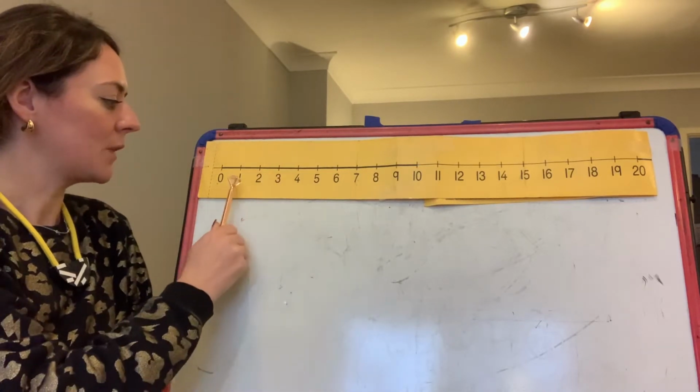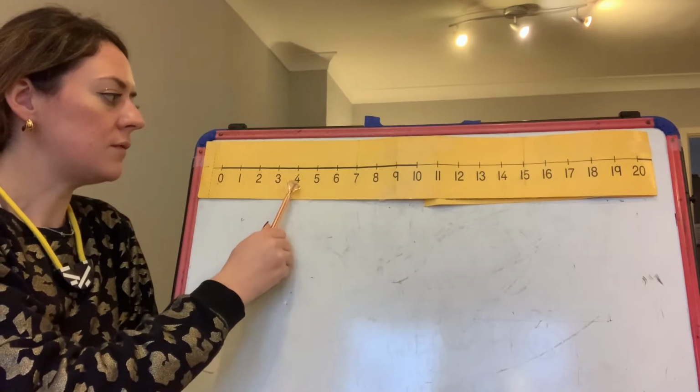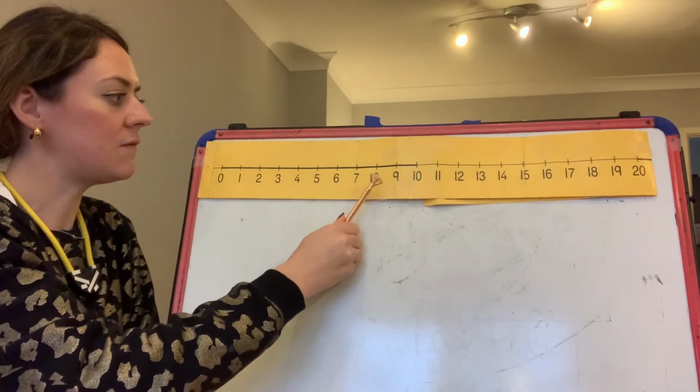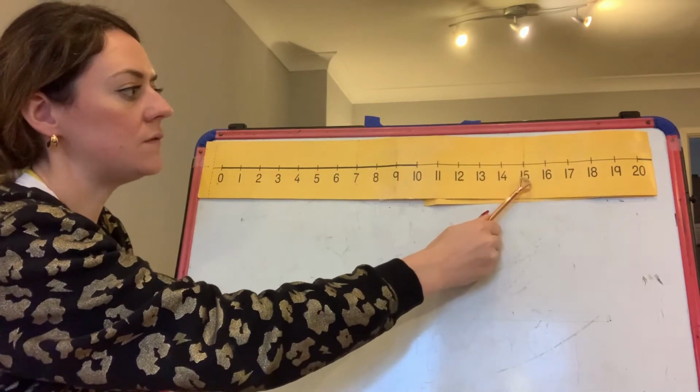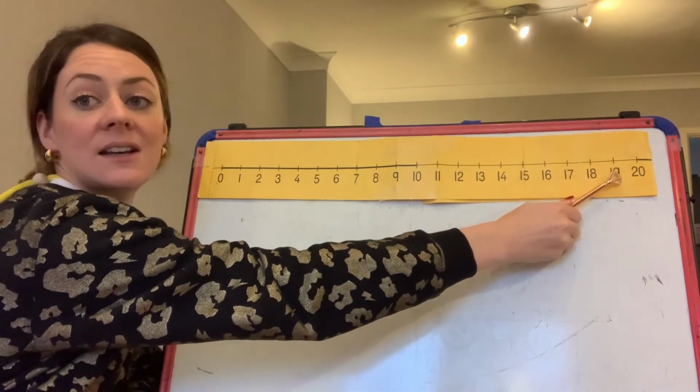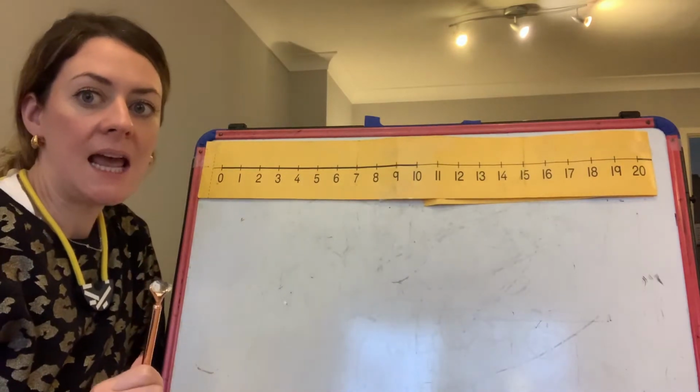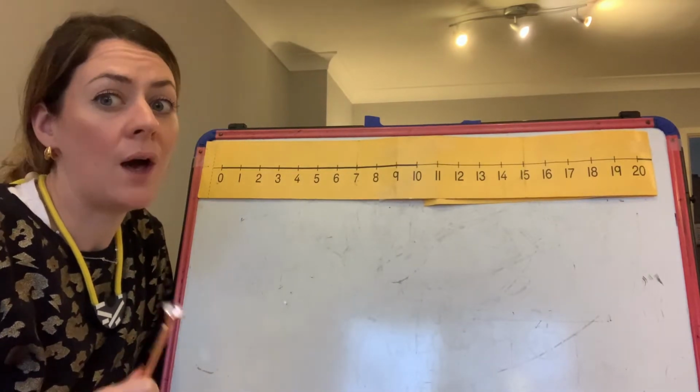Off we go. 1, 2, 3, 4, 5, 6, 7, 8, 9, 10, 11, 12, 13, 14, 15, 16, 17, 18, 19, 20.